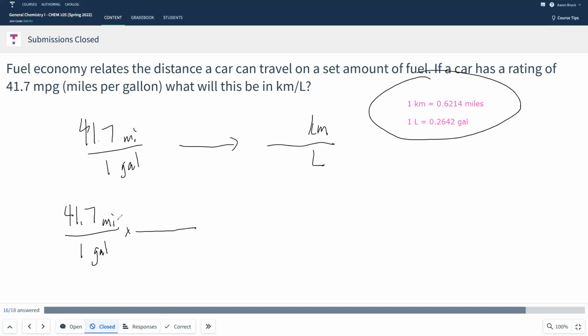So I've got miles in the numerator, which means I need miles in the denominator of our conversion. That will allow the miles to cancel. That'll give us the kilometers that we're trying to get anyway. Now I just need to put the correct numbers in the right places, and the number travels with the unit. 1 kilometer, 0.6214 miles.